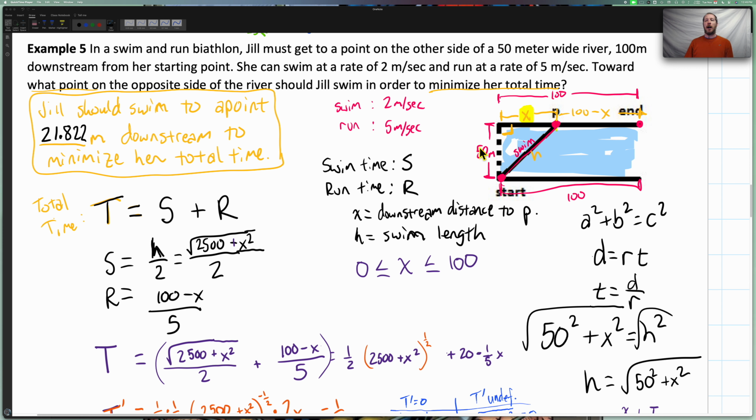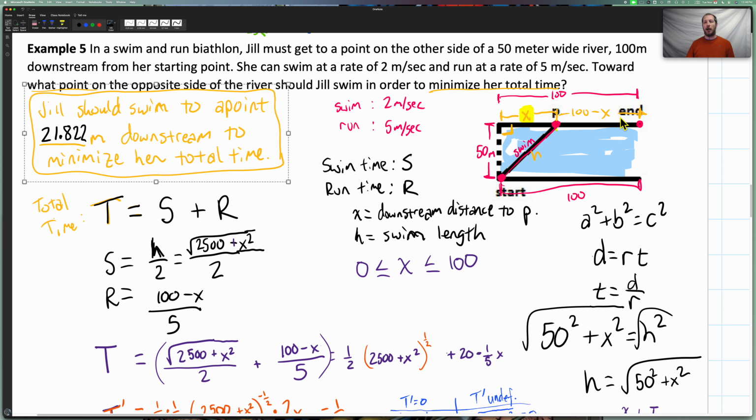All right, so what we want to find is how far down the opposite riverbank she should swim to. If we label that value X, that's our unknown. That's what we're going to be looking to find. We can go ahead and make our box of what our final answer should look like. Jill should swim to a point blank meters downstream to minimize her total time.